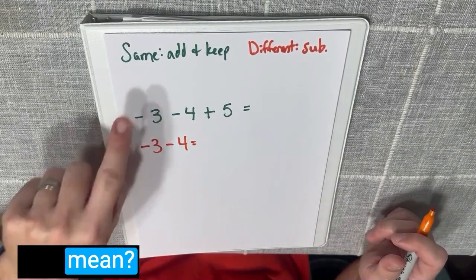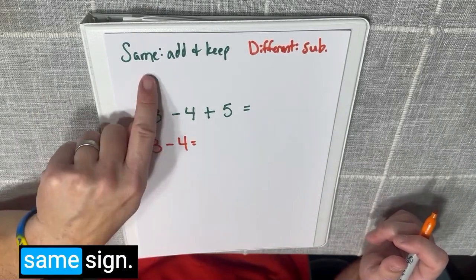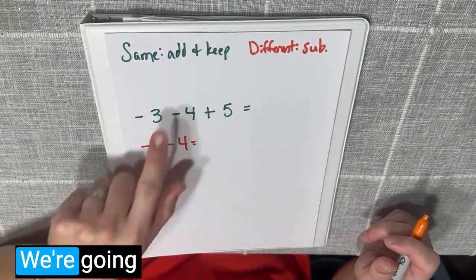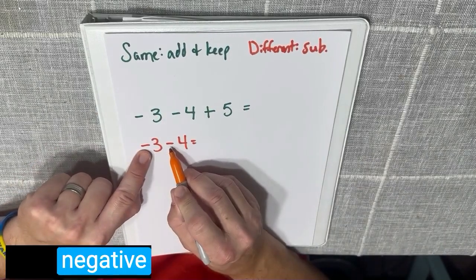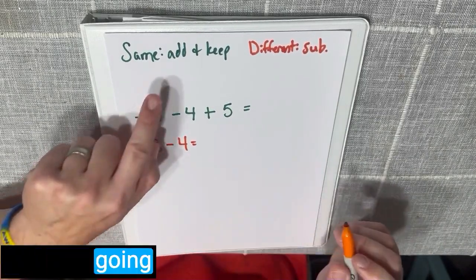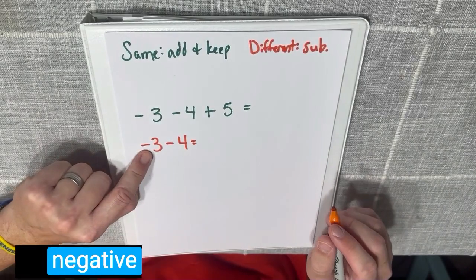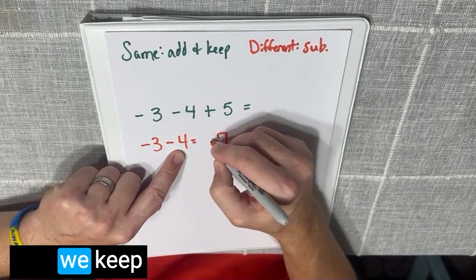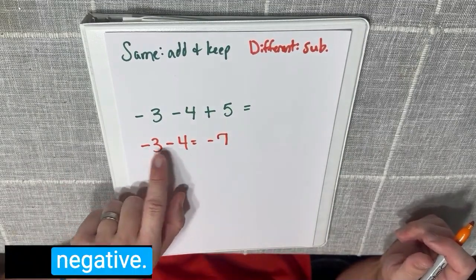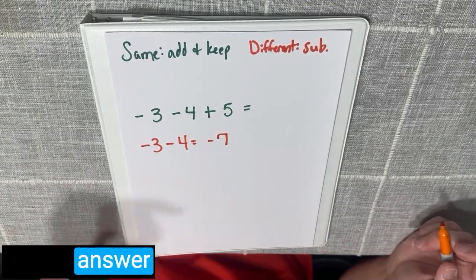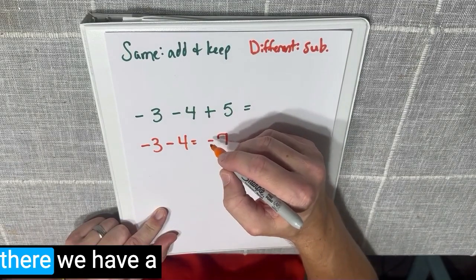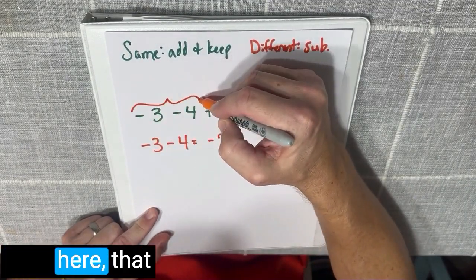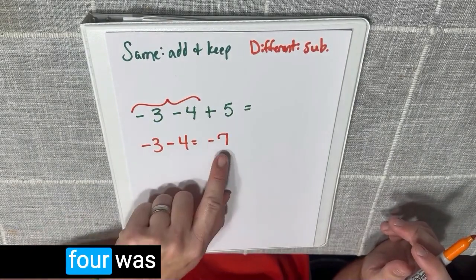So what does that mean? They have the same sign. So we're going to add and keep the sign. Why? Because they're both negative numbers. So -3 minus 4, we're going to add them. 3 plus 4 is 7. And we keep the sign, which in this case was negative. Those two numbers were negative, so our answer has to be negative. And so right there, we have a -7. So that means for this part right here, -3 minus 4 was -7.